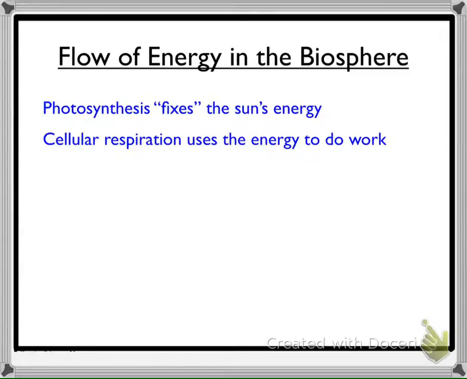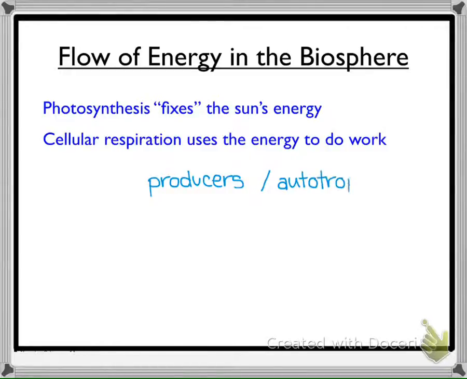So we know that photosynthesis fixes the sun's energy. Cellular respiration converts it into a type of energy that can be used to do work. Well, let's talk about where these processes happen. So first of all, photosynthesis occurs in only a few organisms. Plants for sure, a couple bacteria, and other little microorganisms. We call those organisms producers because they can produce their own energy.